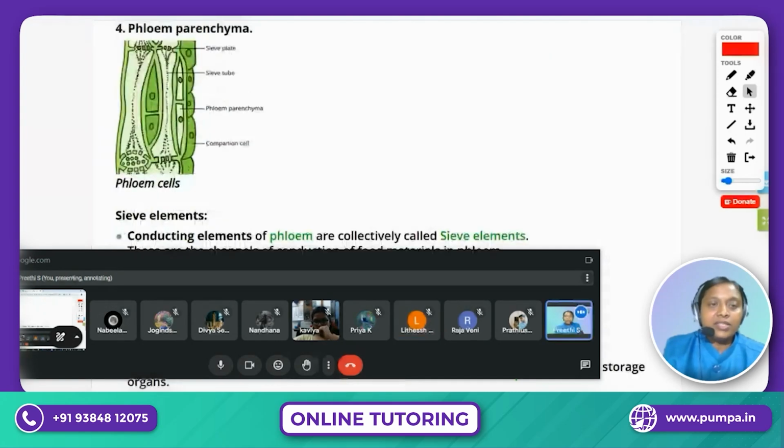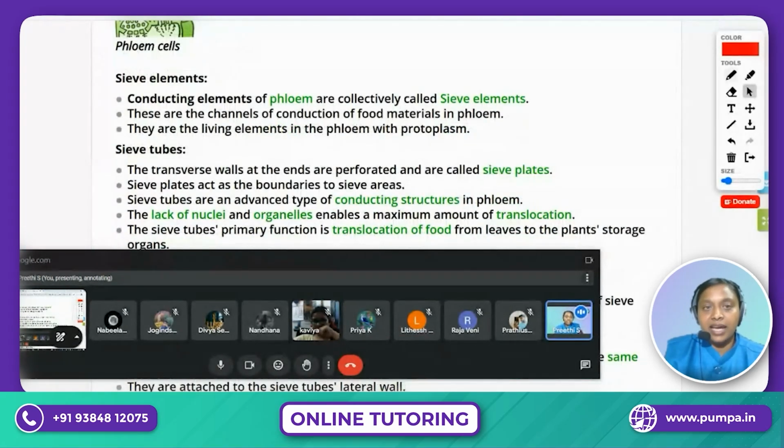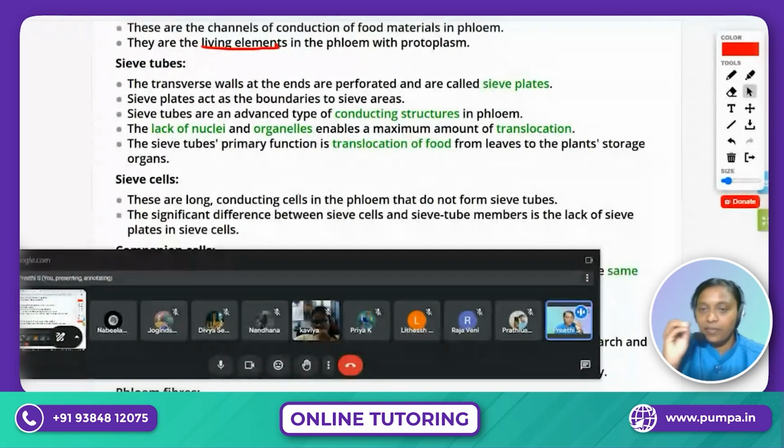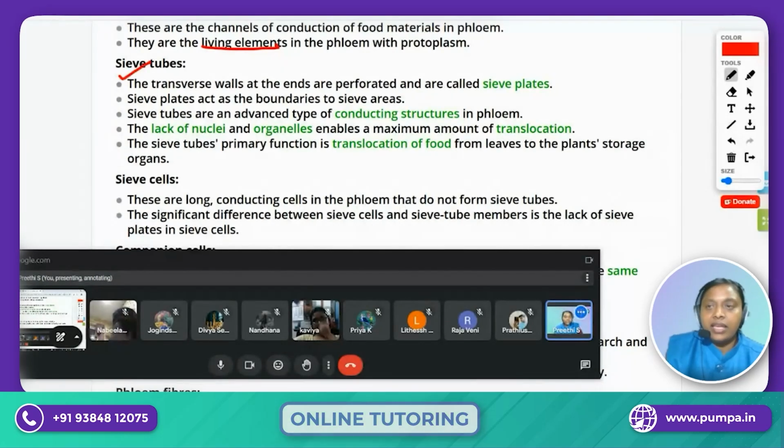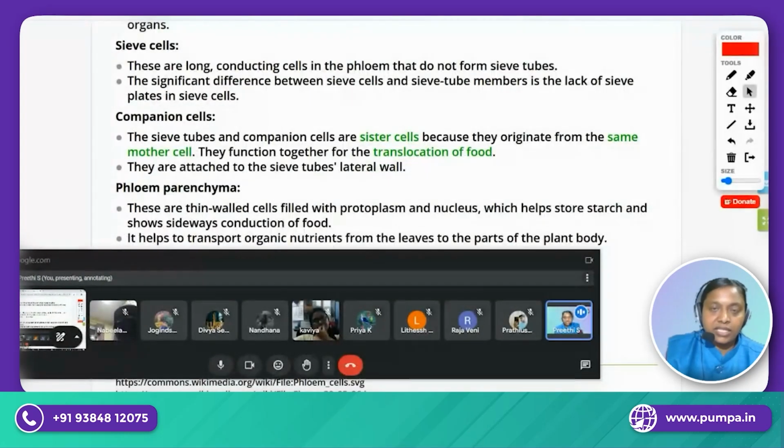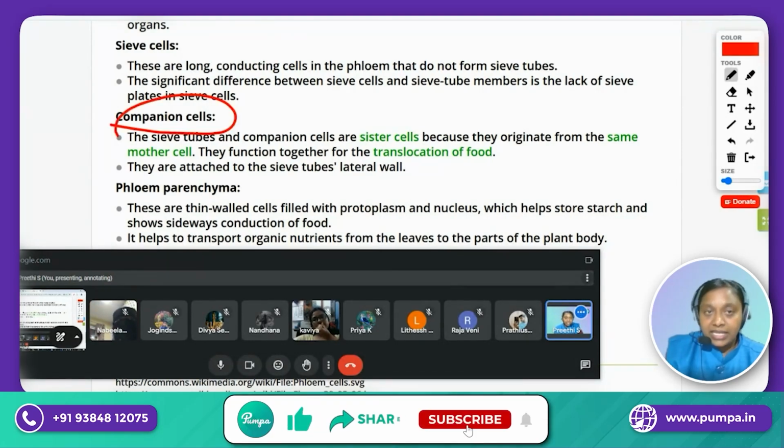Everyone, next, sieve elements. Sieve elements are also living components, and they are involved in conduction of the food. Sieve tubes are well perforated, so they are efficient in transporting the materials. Another one is sieve cells, which are also living components. And one more important one is the companion cells, along with the sieve tubes.